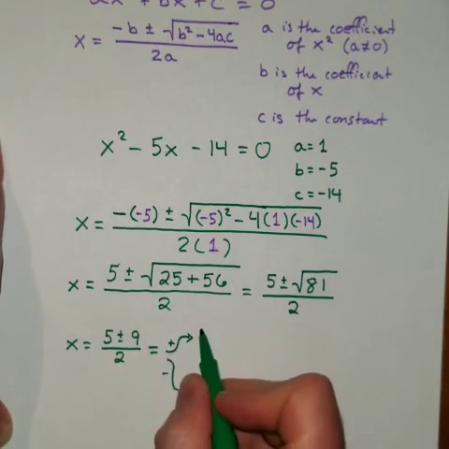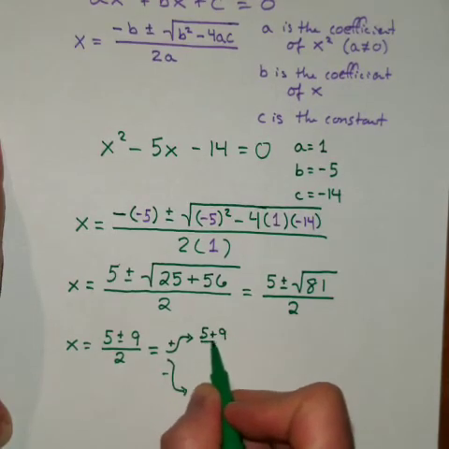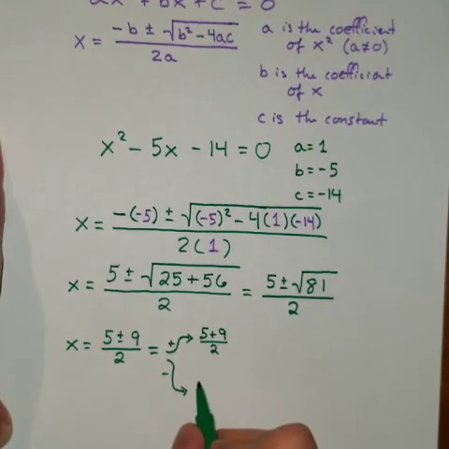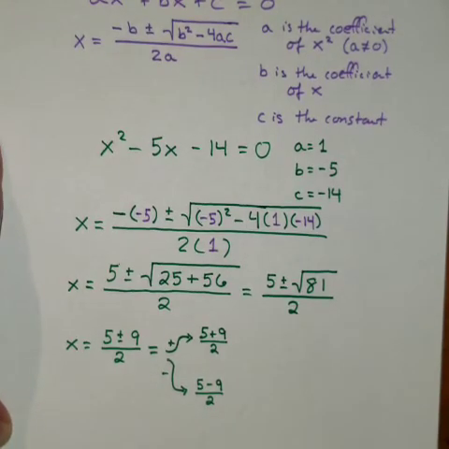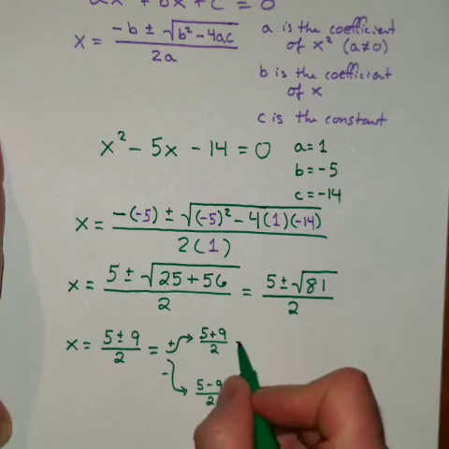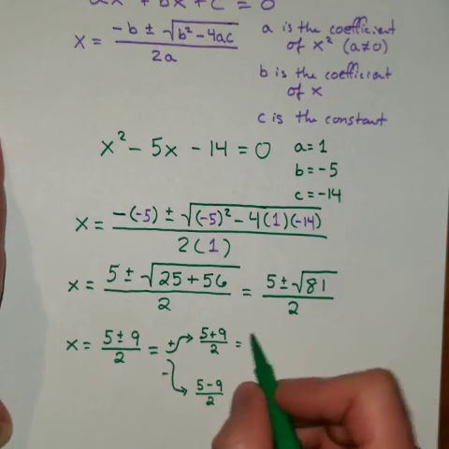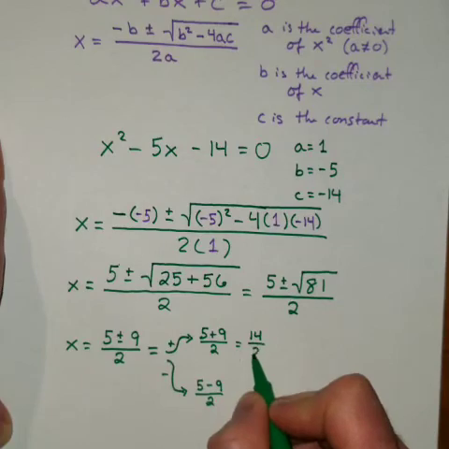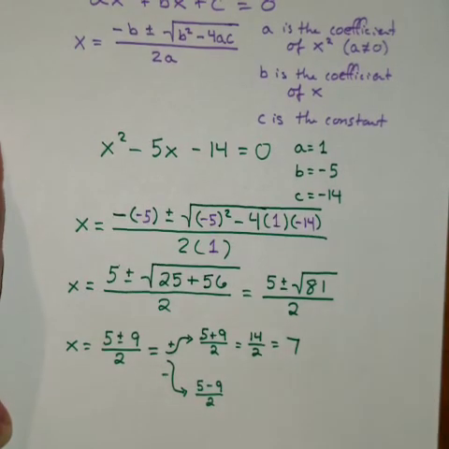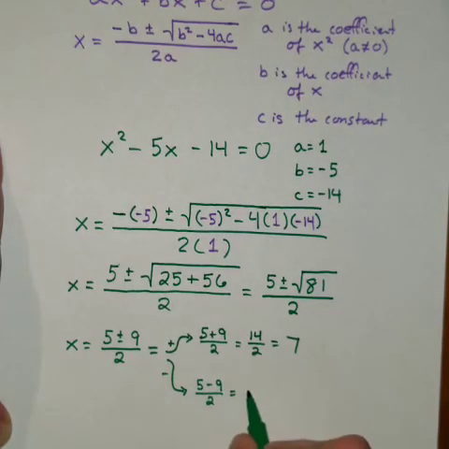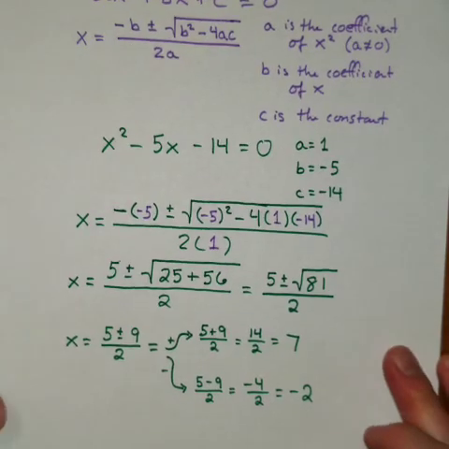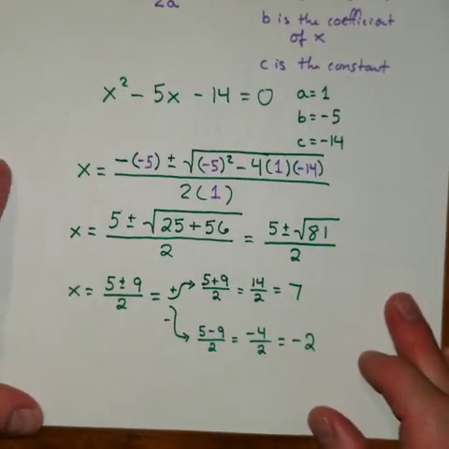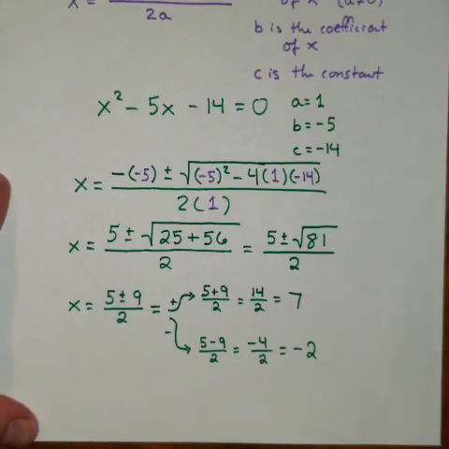And so with the plus, we would have 5 plus 9 over 2. And with the minus, we would have 5 minus 9 over 2. And that's going to give us our two different numbers. 5 plus 9 is equal to 14. And 14 over 2 is equal to 7. 5 minus 9 is equal to -4. And -4 over 2 gives us -2. And so our final answers, there's going to be two of them, are 7 and -2.